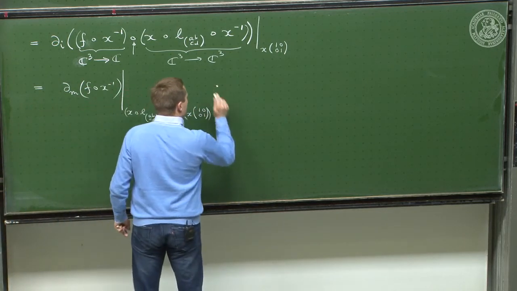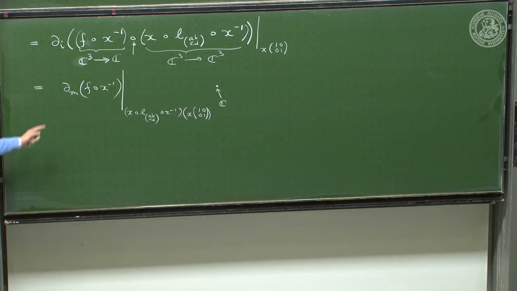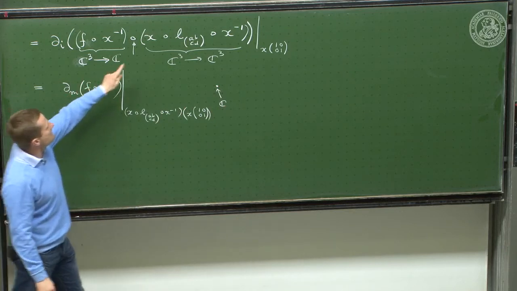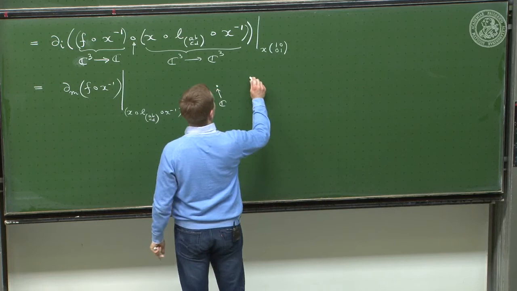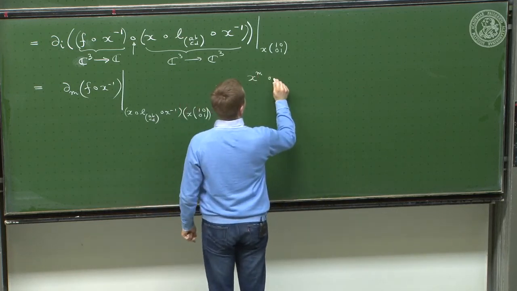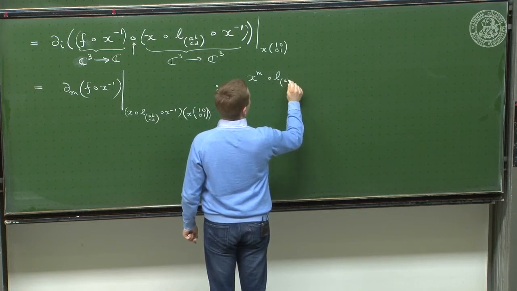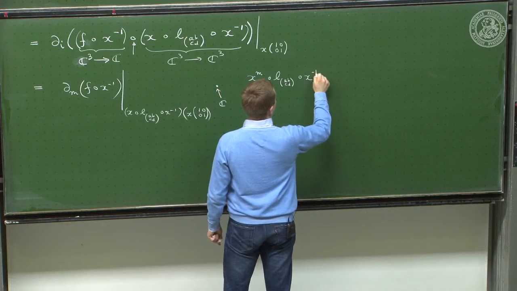And then comes a times, and this is the times in the complex numbers. Okay, now you need to take the mth component of this guy. But what is the mth component of this guy? This is xm after L, A, B, C, D after x inverse.